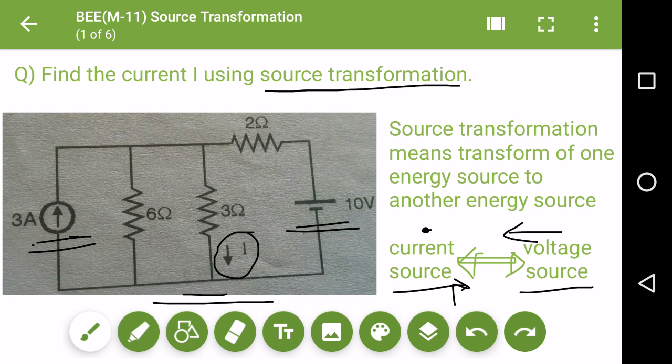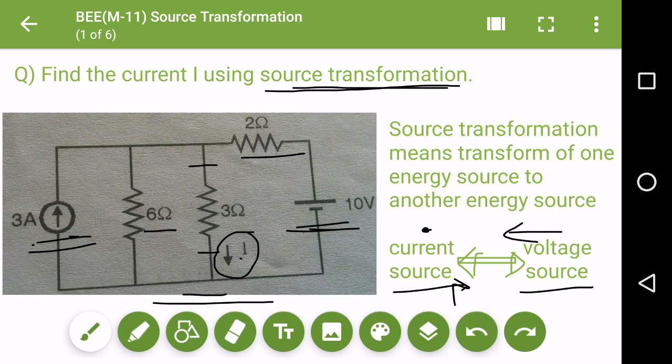That is, if I am asked to find the current through the 3 ohm resistance, this branch should be there in the circuit, and I will try to merge the resistances of 2 ohm and 6 ohm into one resistance, so I can calculate my current through the 3 ohm resistance. The second thing, I need to use the source transformation technique. So let's discuss this a little bit.